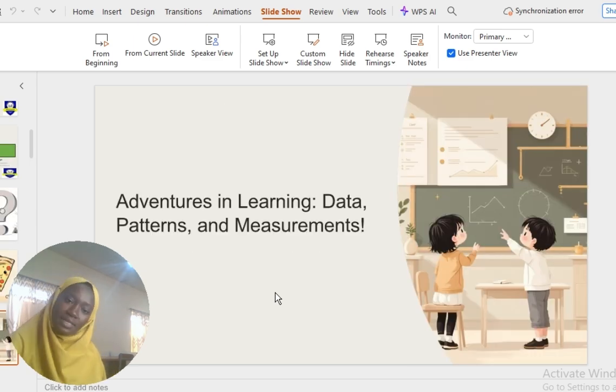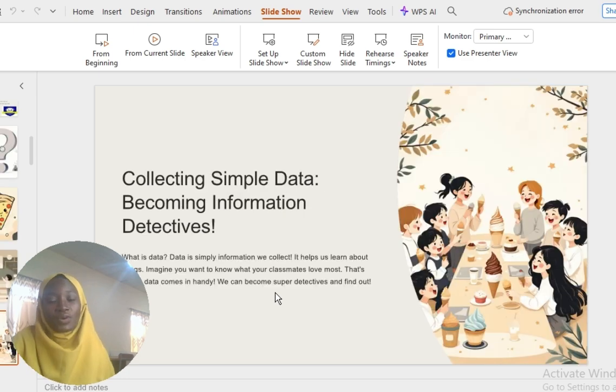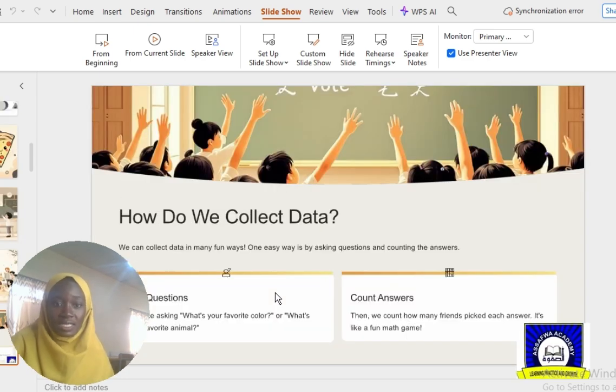Now the next one is data. We have looked at data, patterns and measurement. So we'll start looking at data first. Data collection: what is data? Collecting of data, right? Now, how do we collect data? We can collect data in many fun ways. One easy way of doing that is by asking questions and counting your answers.